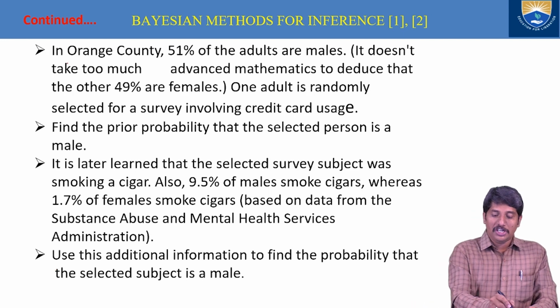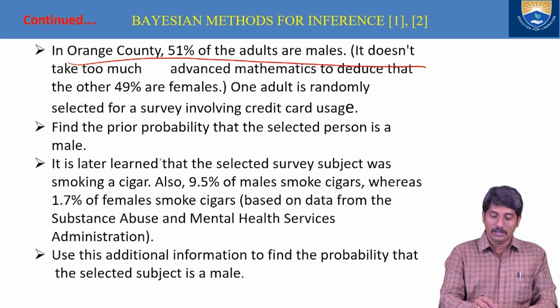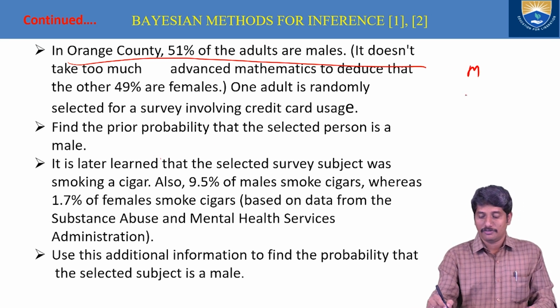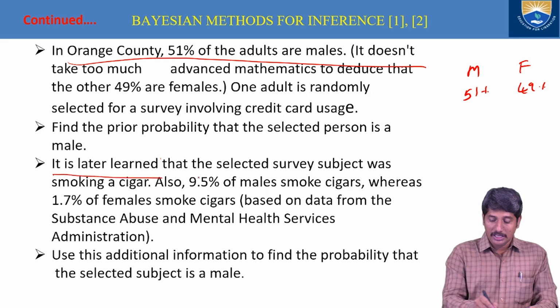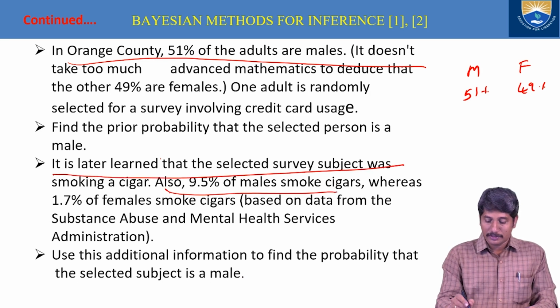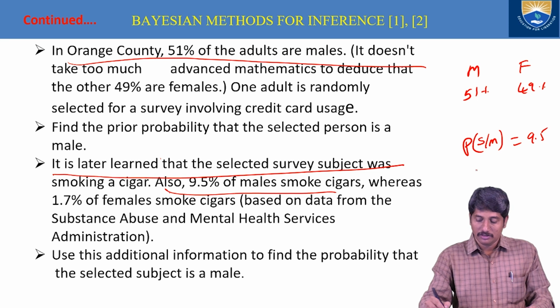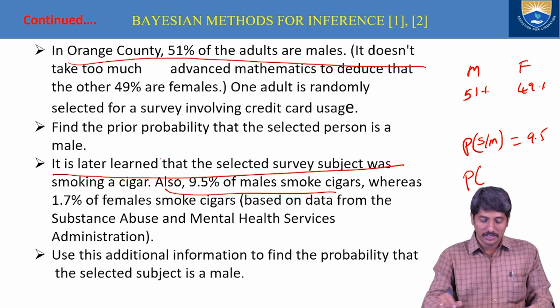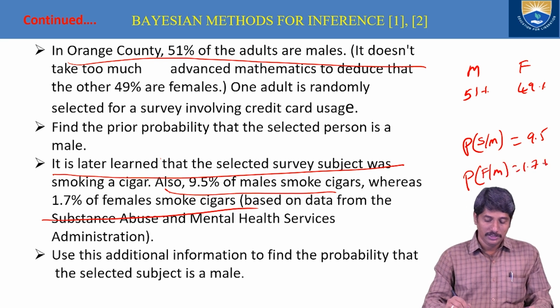According to the data in Orange County, 51% of the adults are males, so males are 51% and females are 49%. It is later learned that 9.5% of males smoke cigars, that is P of S given M, and 1.7% of the females smoke cigars, that is S given F is equal to 1.7%.